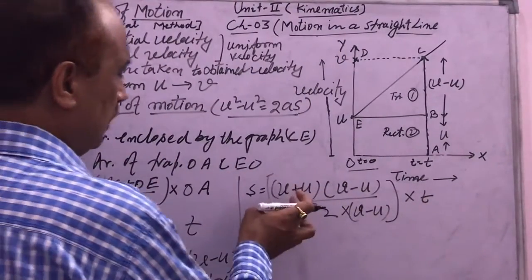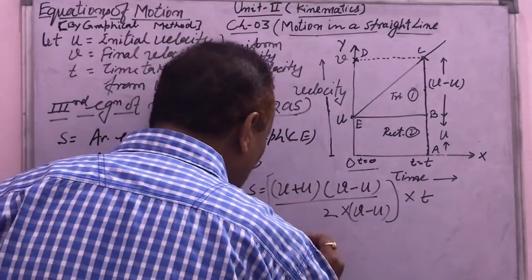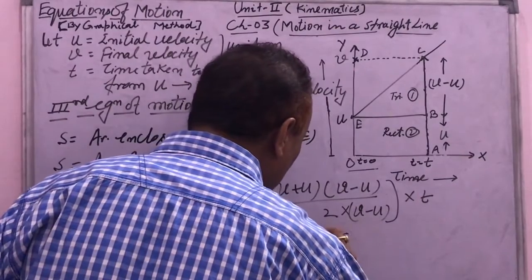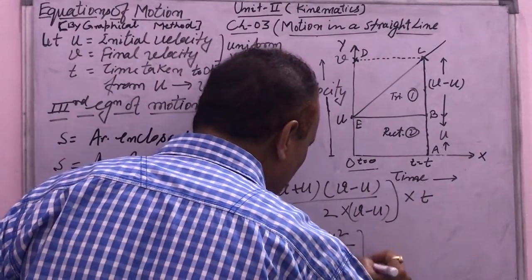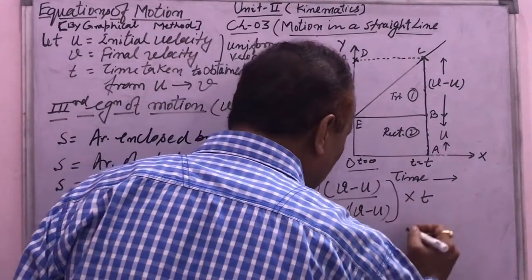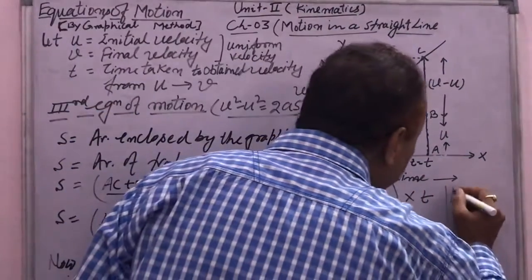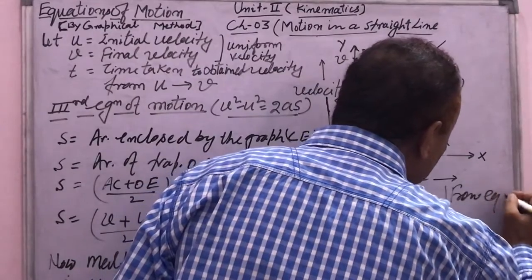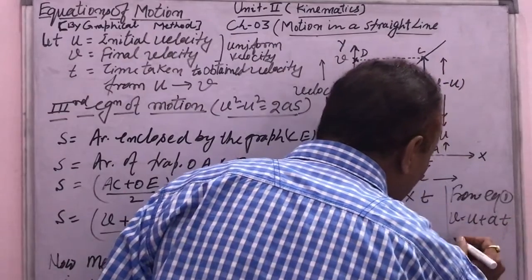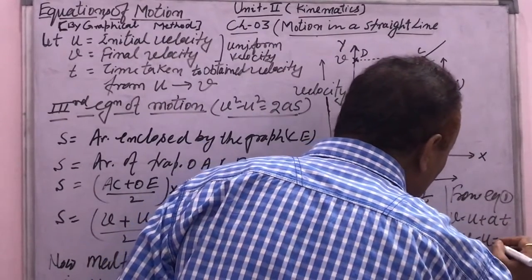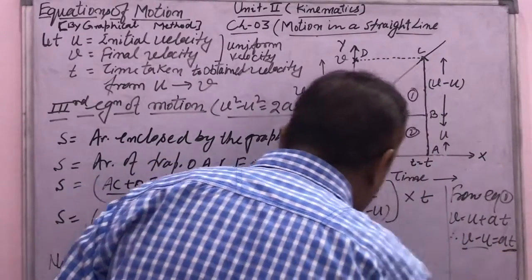Now this is the algebraic expression: v minus u times v plus u is equal to v square minus u square, divided by 2 into v minus u, into t. Now multiplied by t. Again we have to use the first equation of motion. From the first equation of motion, we know that v equals u plus at. Therefore, v minus u equals at. So this v minus u term is replaced by this at.